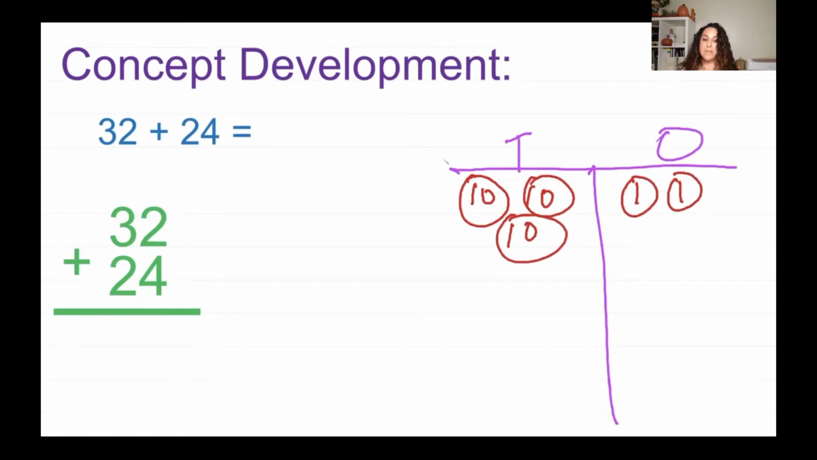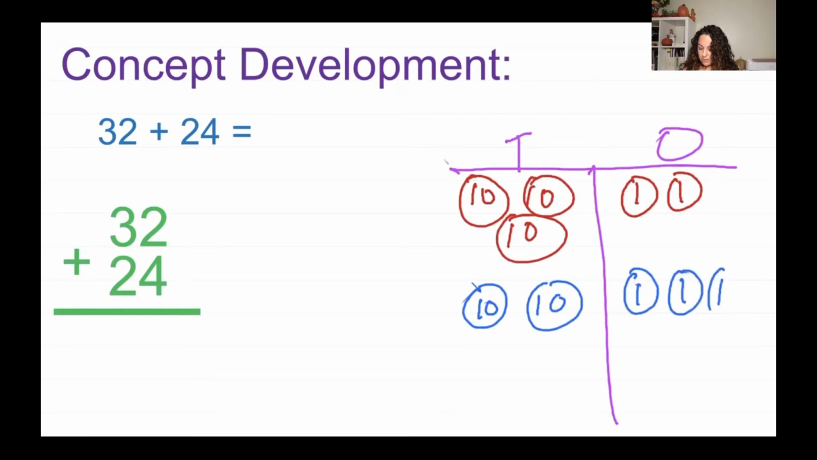Now let's look at the number 24. How many tens do I have? I have 2 tens, and I have 4 ones: 1, 2, 3, 4. Now all we do is add them up. Remember, we always start with our ones. We don't start with our tens, because if I have to regroup our ones, that makes it hard to answer this question. So let's add our ones first.